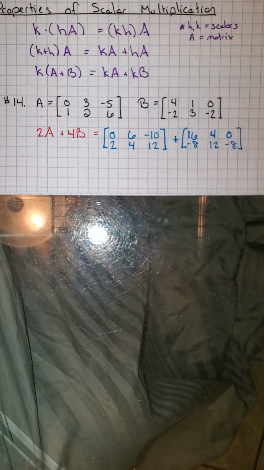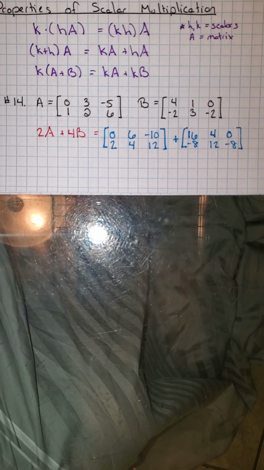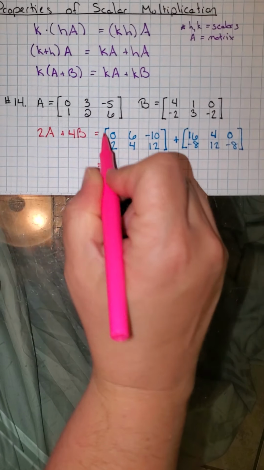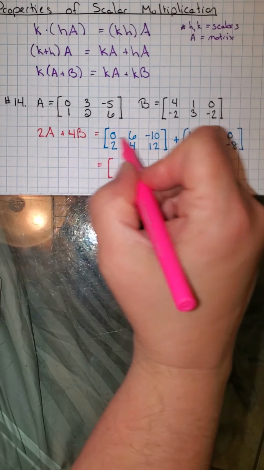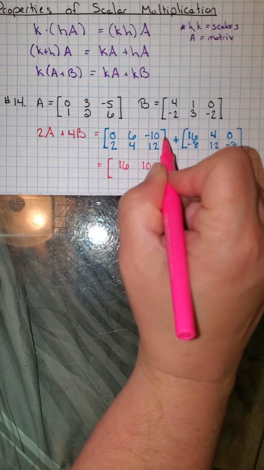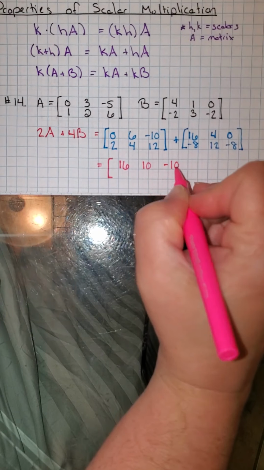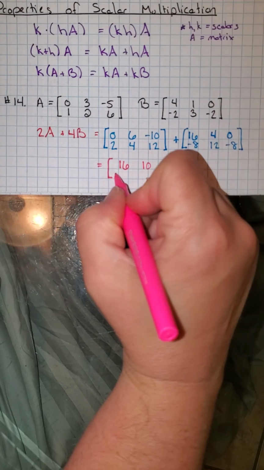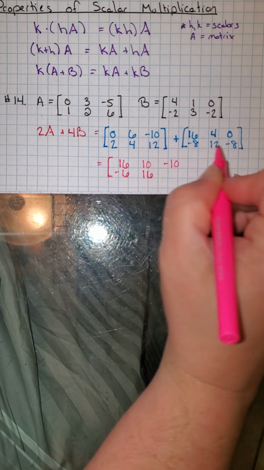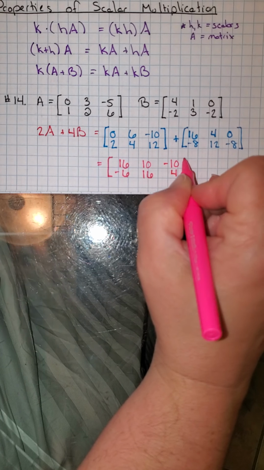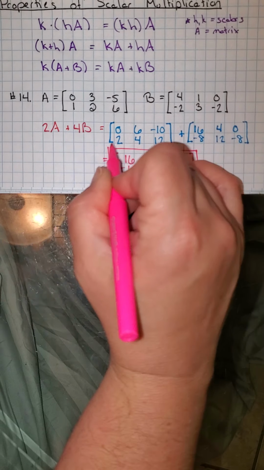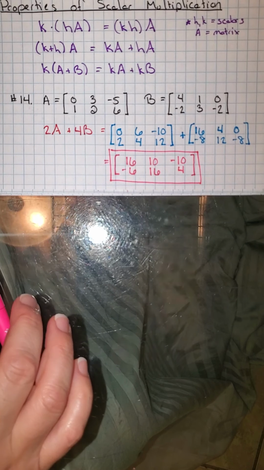And now you can just add those two matrices together. They're both 2 by 3, so we're good to go. 0 plus 16 is 16. 6 plus 4 is 10. -10 plus 0 is -10. 2 plus -8 is -6. 4 plus 12 is 16. 12 plus -8 is 4. And then that's your final answer. So that's definitely some matrix algebra happening right there.